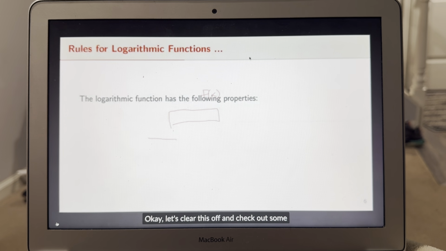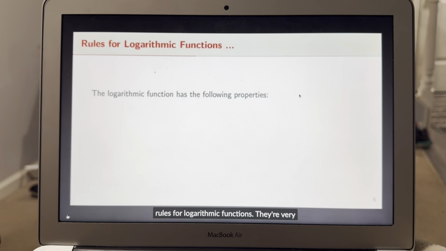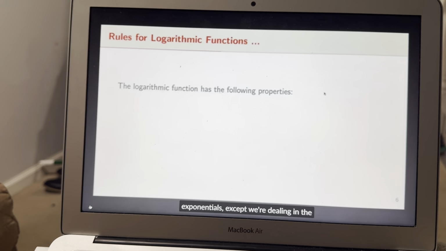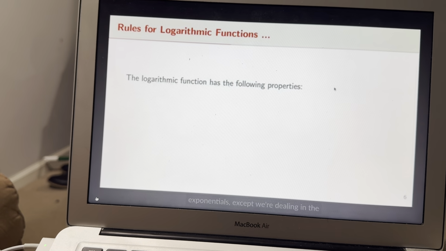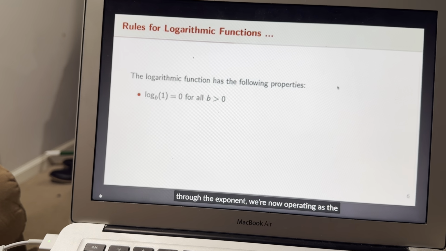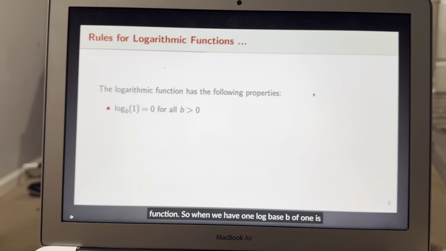Okay, let's clear this off and check out some rules for logarithmic functions. They have very similar rules that are analogous to the ones for exponentials, except we're dealing in the logarithmic class. So rather than operating through the exponent, we're now operating over the same level, in the argument of the function.